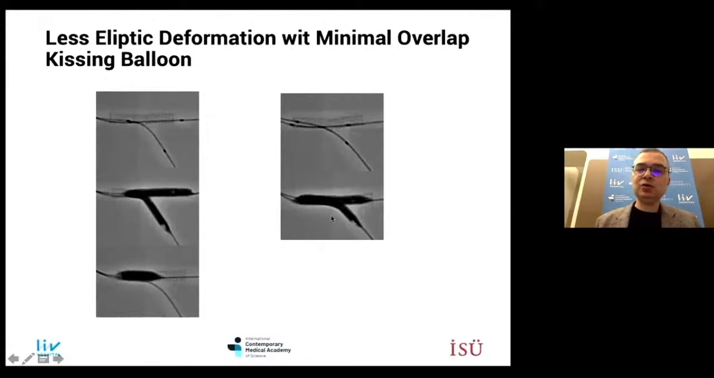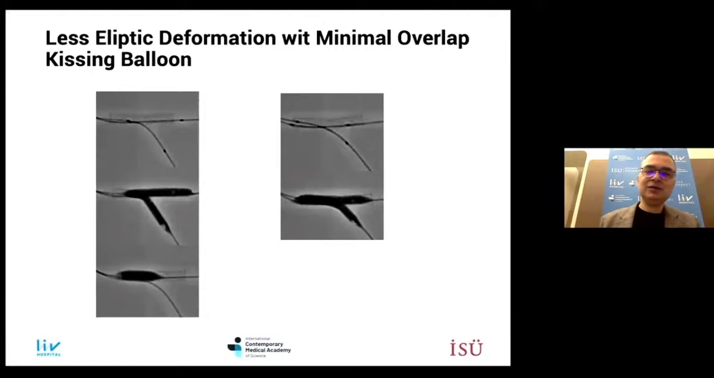The elliptic deformation is another deformation that we see in bifurcation treatment, and this happens when you choose to make the kissing balloon in a standard and classic way, which was done previously. The classic way is to retrieve the balloons to cover all the proximal part of the stent in the main vessel. And in that case, of course, you finish with an elliptic deformation.